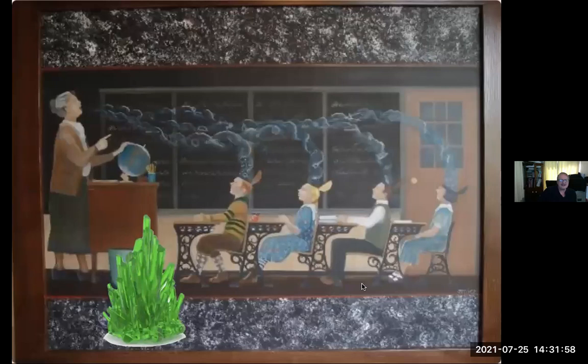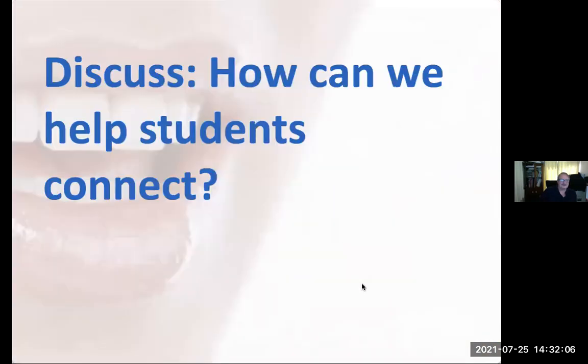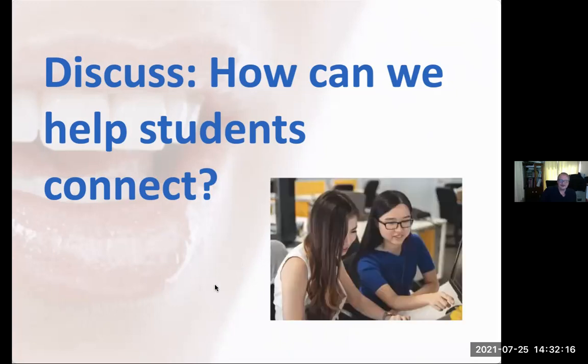Because education is not like this. This is a painting in Portland, Oregon. It's more something like this. So now I'd like to get your ideas. How can we help students connect? And of course, one way, by using the social brain, is to have more tutoring or having students teach each other.